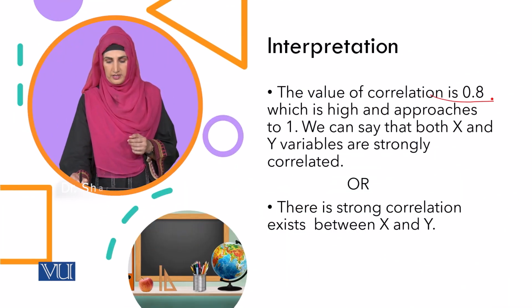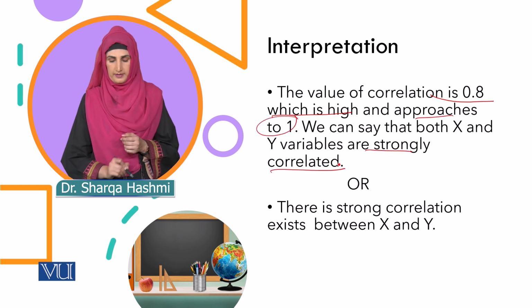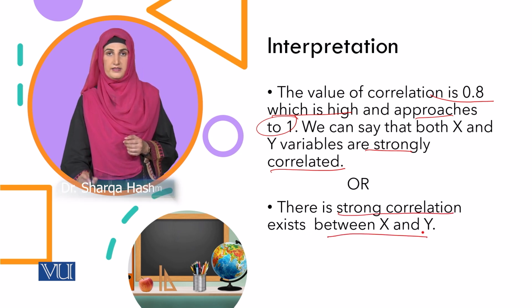The value of correlation is 0.8, which is high and approaches 1. So we can say that it's strongly correlated. In other words, there is a strong correlation between x and y.